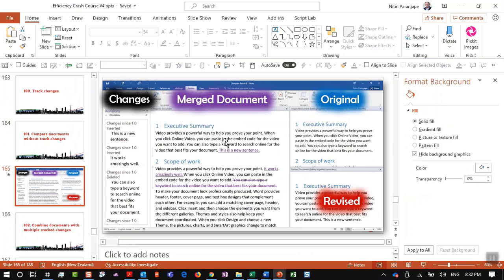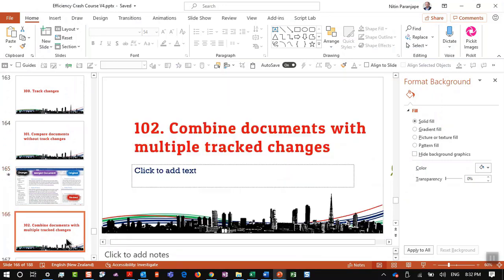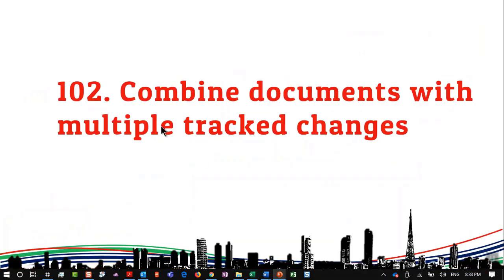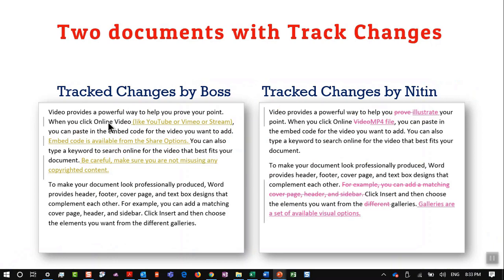Start using it. Another method is if I have multiple people with track changes, what do I do? I can't use the earlier thing called compare. Compare is used when you have multiple documents without track changes. So I have two documents physically. This should not happen in today's world because we are going to share the document on OneDrive as a link. But maybe you have a document which you send by email. This is what changes boss has made. This is the change I made.